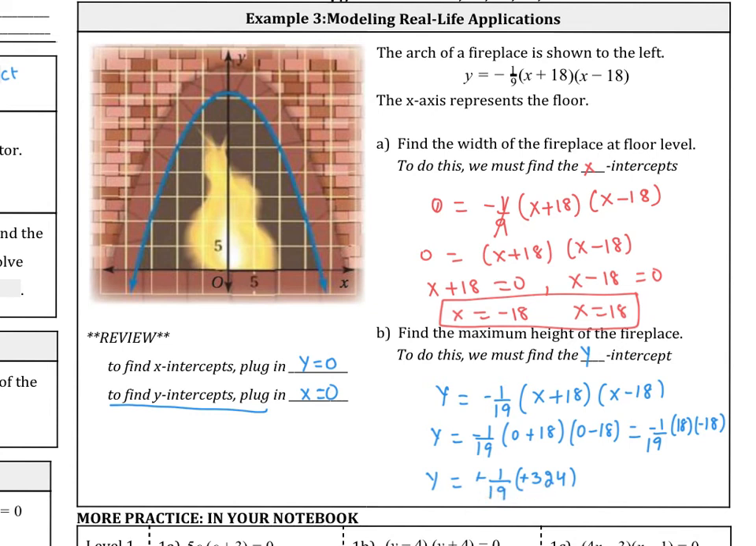324 divided by 19, what do you get here is equal to 17.05. So which means that this height is 17.05 from the floor level.